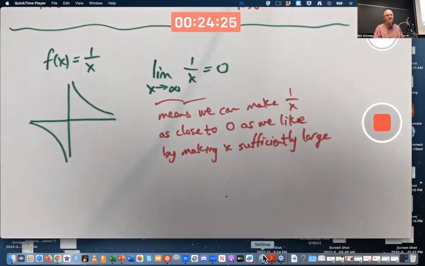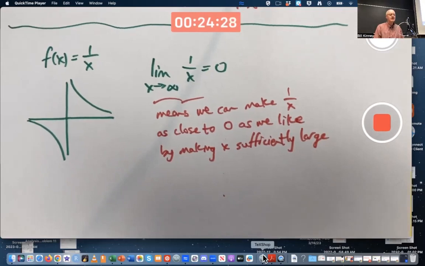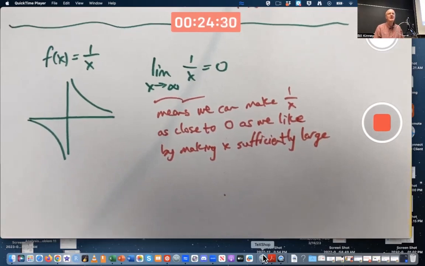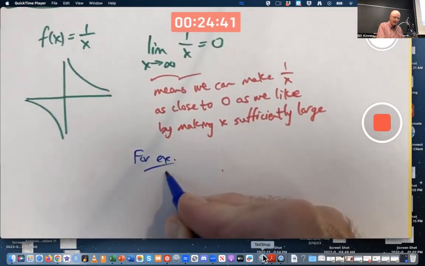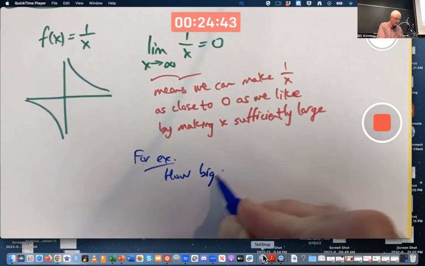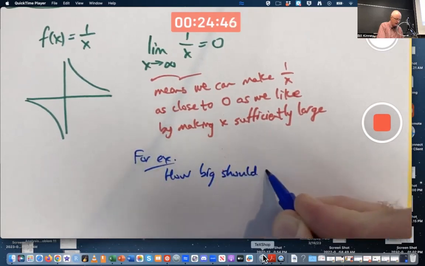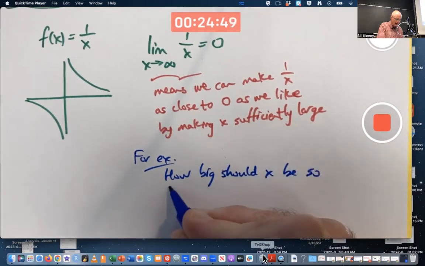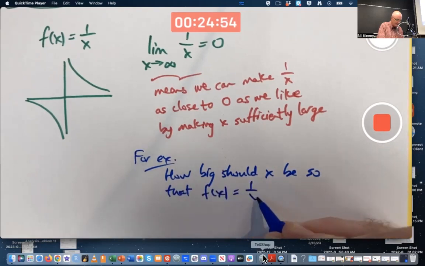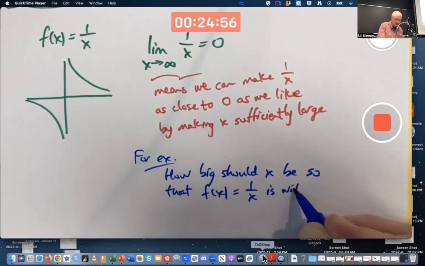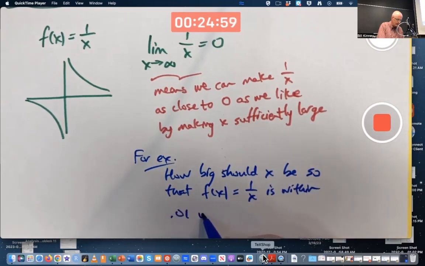All right, what does that mean? Say I wanted to get within 0.01 units of 0, for example. How big should x be so that f of x equals 1 over x is within 0.01 units of its limiting value, 0?